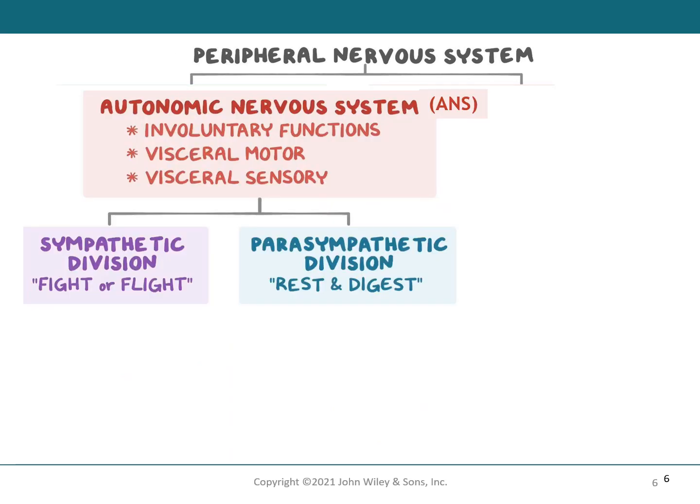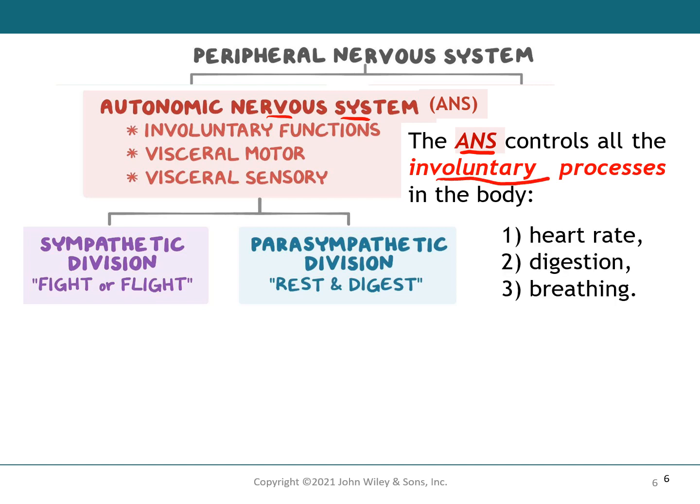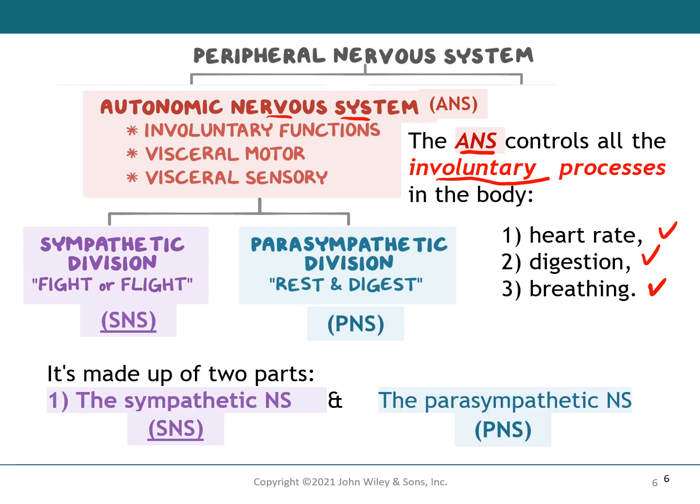On the other hand, I told you that the autonomic nervous system, or ANS for short, will control involuntary processes of the body, and I told you that it could be, for example, heart rate, digestion, and breathing. It's divided into two: the sympathetic nervous system and the parasympathetic nervous system, and these are the two main components that we will talk about.